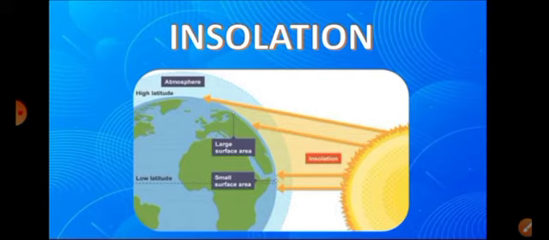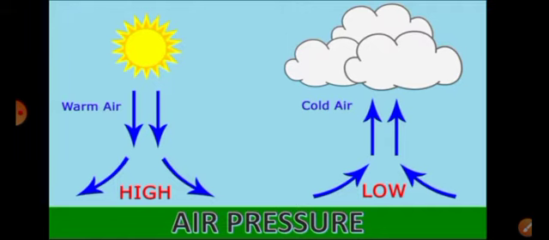Temperature in cities is much higher than that of villages. The concrete and metals in buildings and the asphalt of roads get heated up during the day and the heat is released during the night. And also the crowded high-rise buildings of the cities trap the warm air and thus raise the temperature of the cities. Next, air pressure.